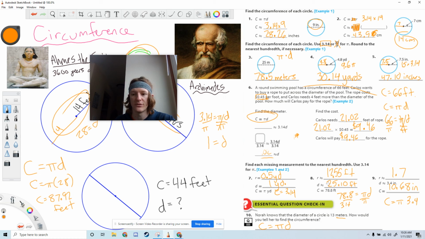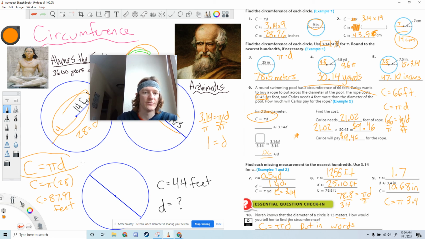So put that into words. Don't put in the words from your book. Put it in your own words. How do you find the circumference? Remember, all we do is multiply the diameter of our circle, which is all the way across, by the number 3.14, or you can hit the pi button on your calculator.